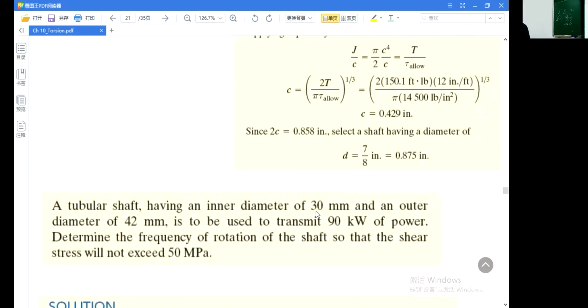A tube shaft has an inner diameter of 30 millimeters and an outer diameter of 42 millimeters. It is to be used to transmit 90 kilowatts of power. Determine the frequency of rotation of the shaft so that the shear stress will not exceed 50 megapascals.